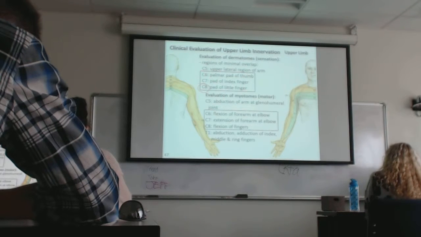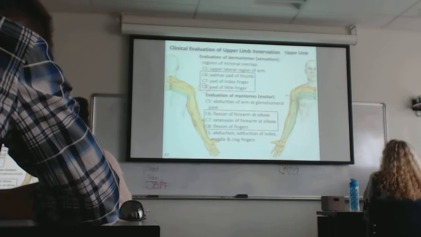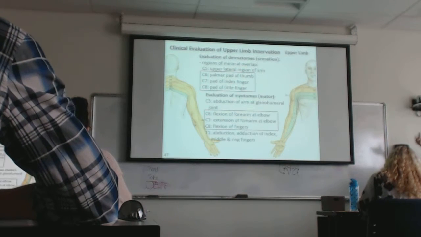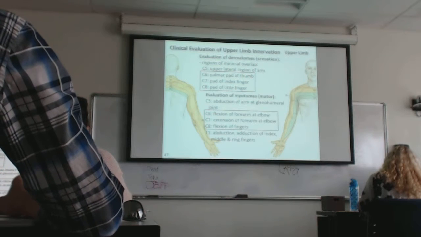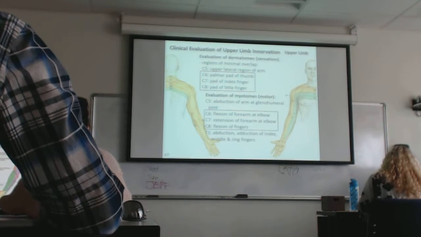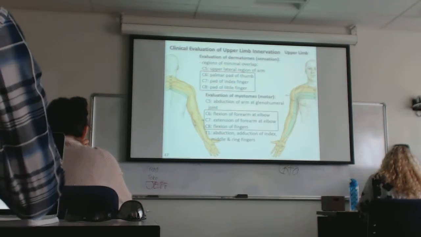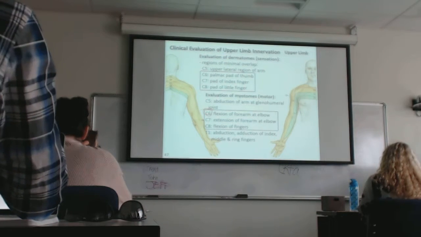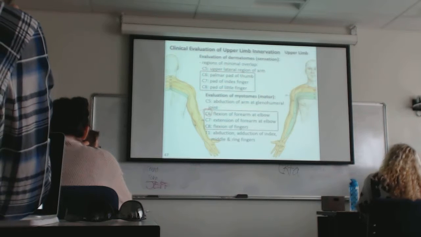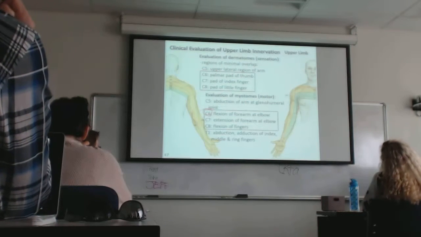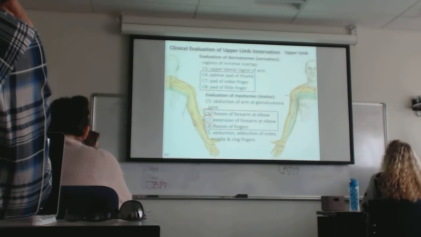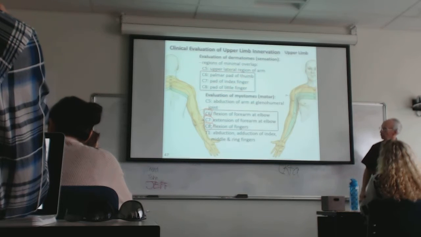And then down here, where we're talking about evaluation of myotomes, very, very simply, you'll learn this with much more fidelity and detail later. Flexion of the forearm at the elbow depends upon the integrity of the C6 motor pathway. Extension of the forearm at the elbow depends upon the integrity of the C7 pathway. And flexion of the fingers, these forearm flexors, depends upon the integrity of the C8 pathway.